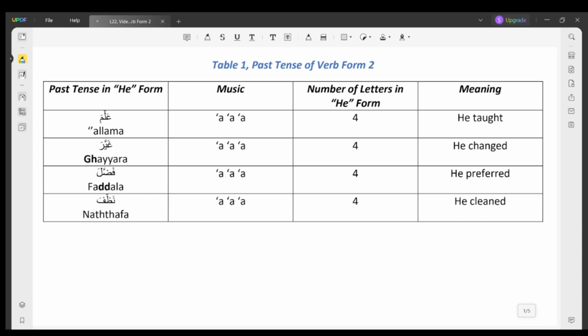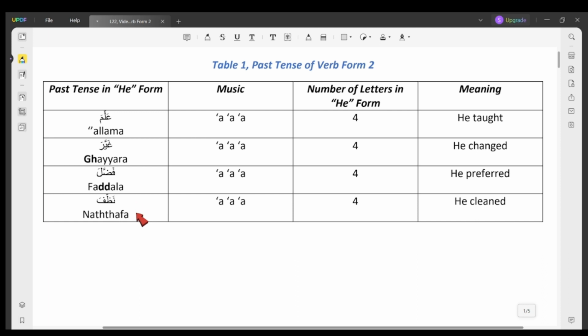Let's start. علم، غير، فضل، نظف. Now all of them in a row. علم غير فضل نظف.